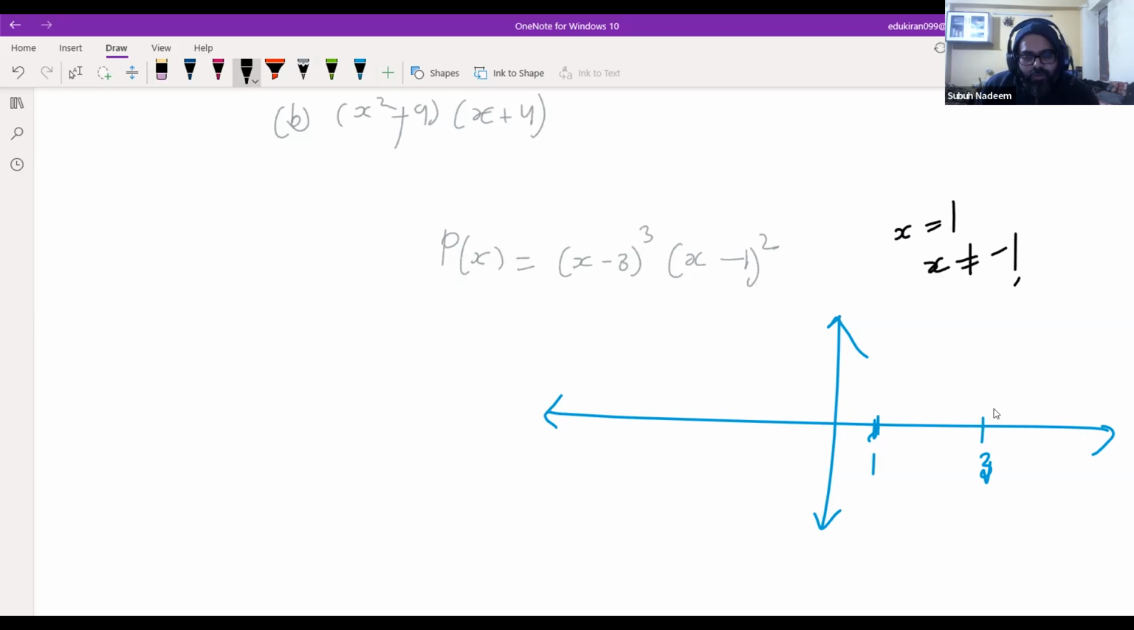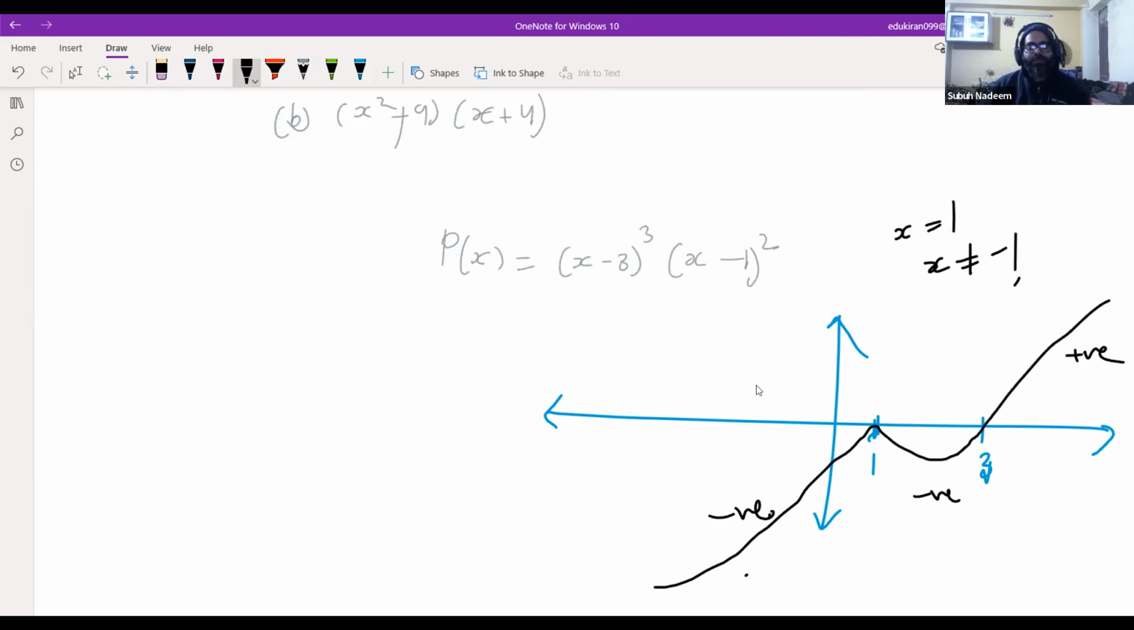Now, if you draw the graph of this, we will start from positive. At 3, it will cross to negative, and at 1, it will remain negative. The graph would be something like this for this one. So they have made so many mistakes. Which mistake to highlight?